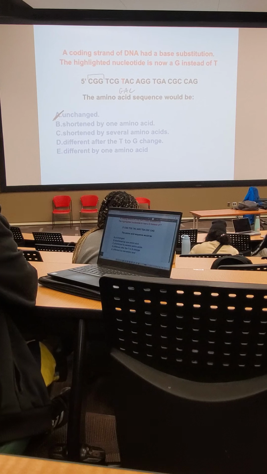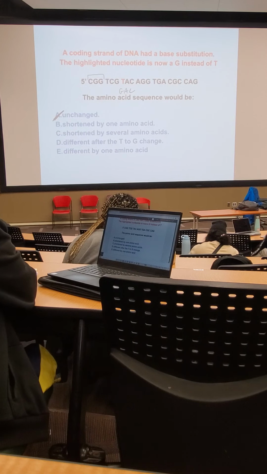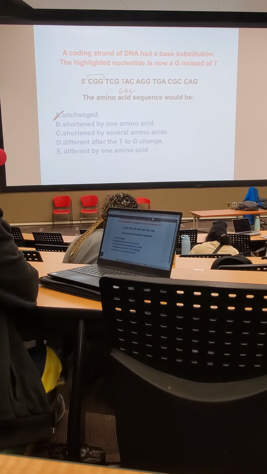If you didn't hear that, usually the identity of the amino acid is determined by the first two bases of the codon. The third is where we get that redundancy. We're changing the first. So it's very likely that we're going to get a new amino acid. So we can rule that one out. Okay. What about shortened by an amino acid?